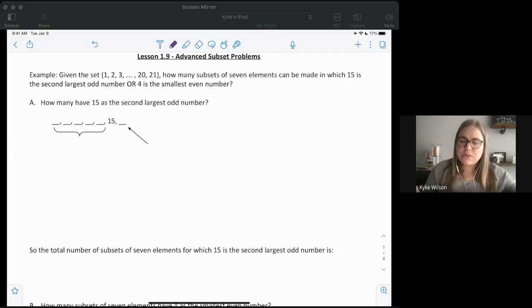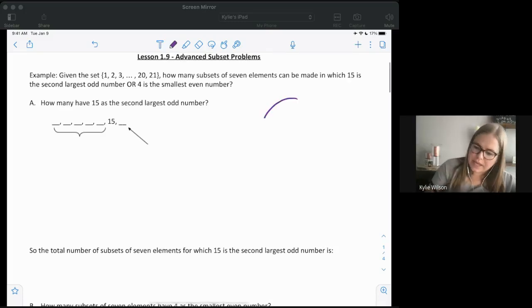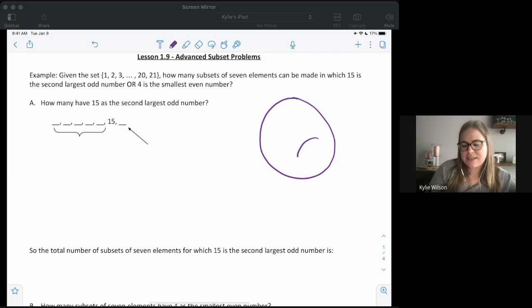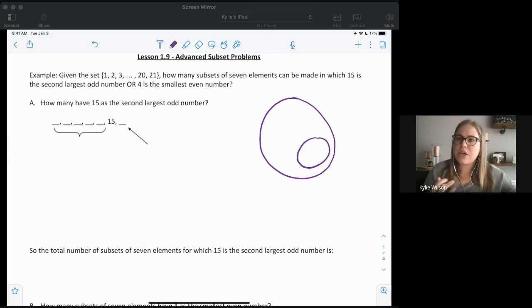So the way to think of a subset is I have my big set here, and a subset is a group that lives within this set. So for this example, we're given the set 1, 2, 3, all the way up to 21, and we want to determine how many subsets of 7 elements can be made in which 15 is the second largest odd number, or 4 is the smallest even number.